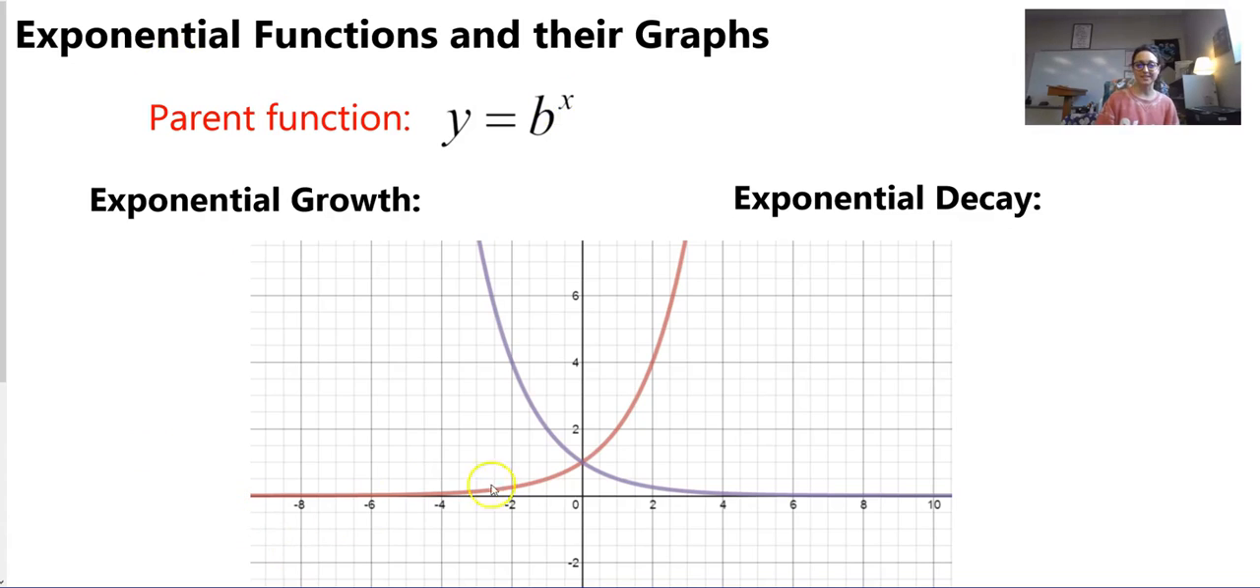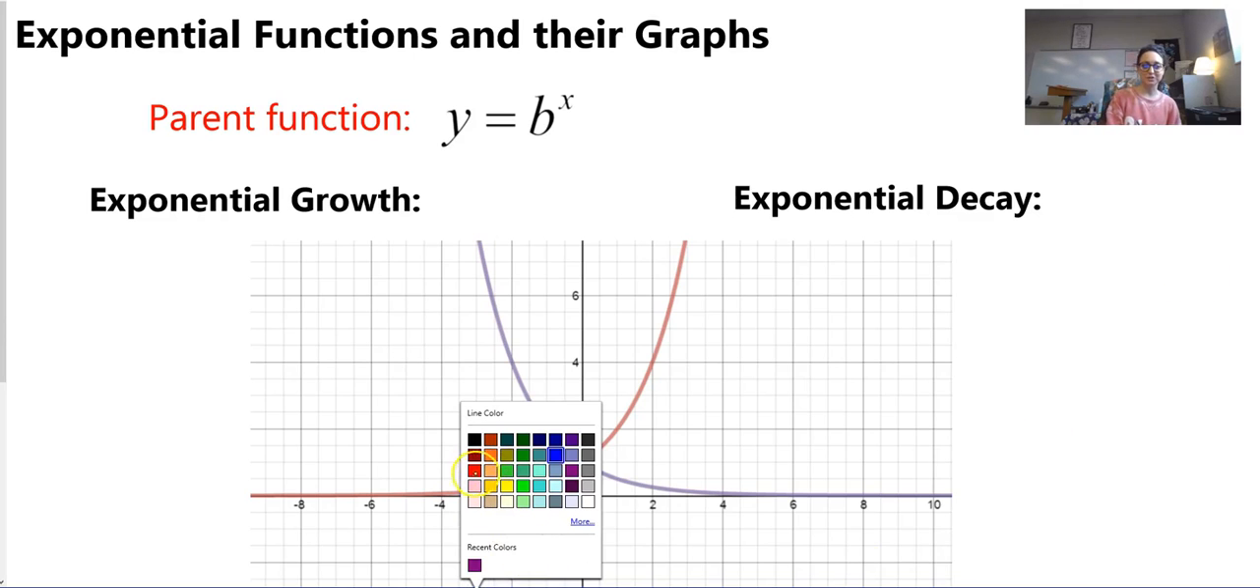And we've got one that's exponential growth, that's going to become that red function here, and then one that's exponential decay. Notice that they both go through the point (0, 1), and they both have horizontal asymptotes at y equals 0. So go ahead and copy the screen, and then we're going to fill in a few things together.